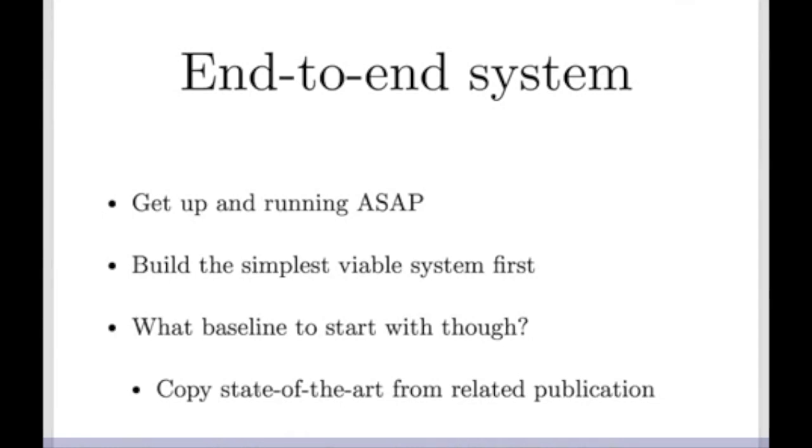I'm advocating building the simplest viable system first. The question is, what's the simplest viable system? And where should you start? What should you use as your beginning point from which you start to iterate?